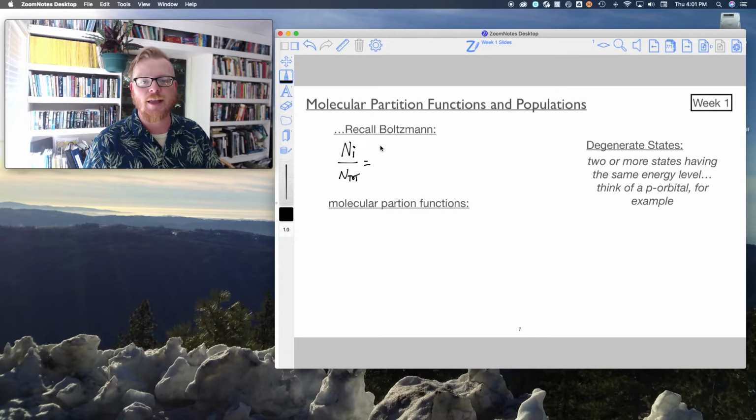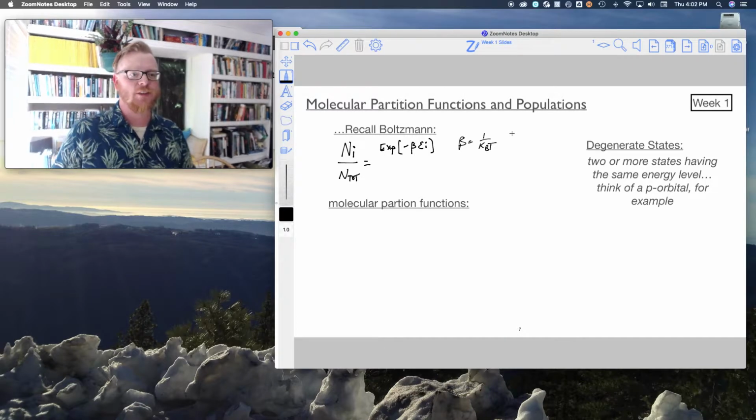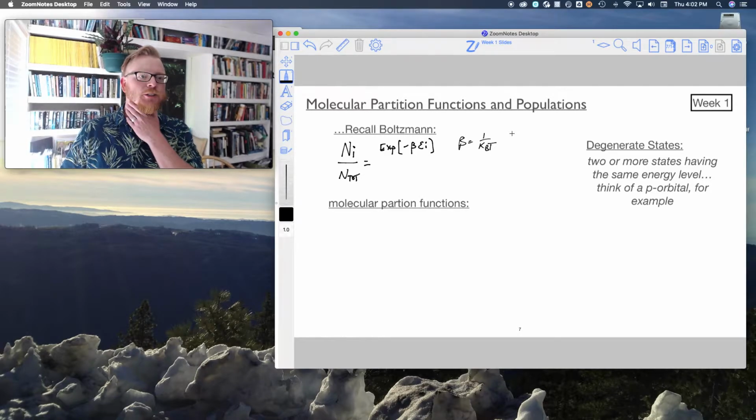And so now I'm going to write that as exponential negative, and I'm going to write negative beta times E_i. Okay, I'm actually going to make this pen a little bit thinner. There we go. Where beta is 1 divided by kBT. So you remember last time we said it was e raised to the negative energy divided by kBT. And there's definitely some exponential algebraic tricks at play here. And so that's my number of molecules in state i.